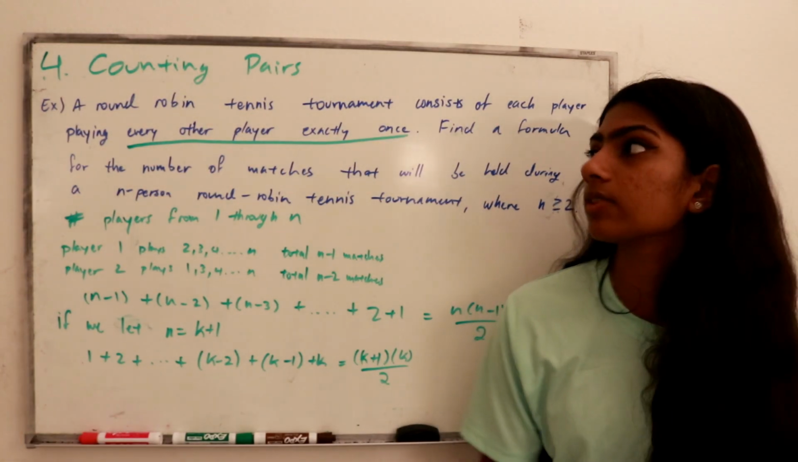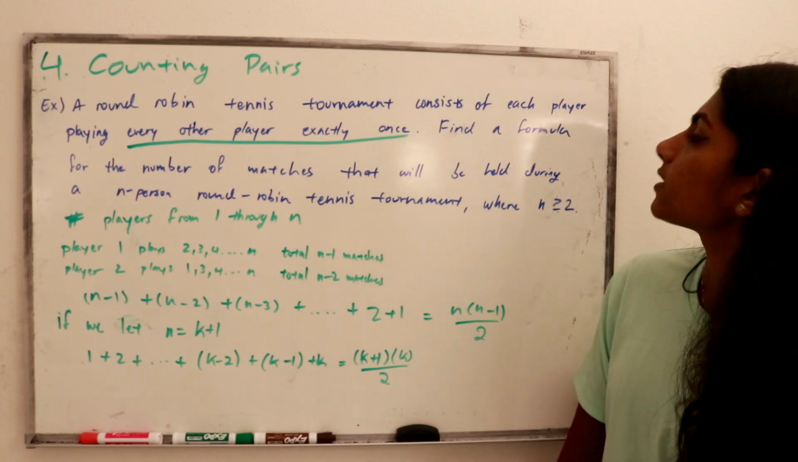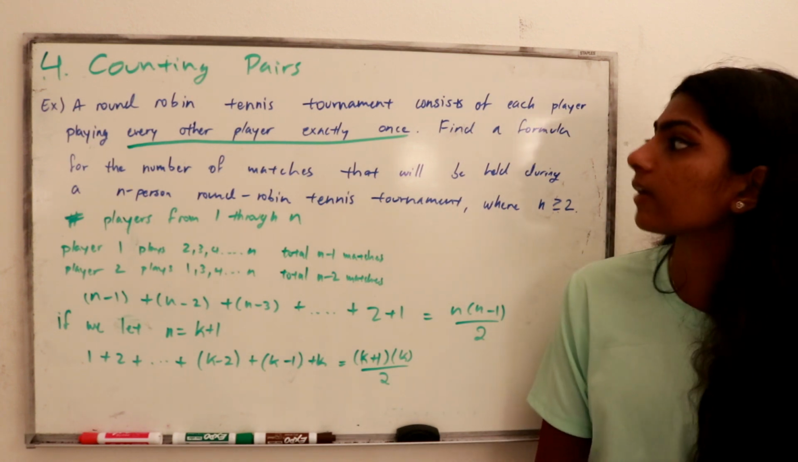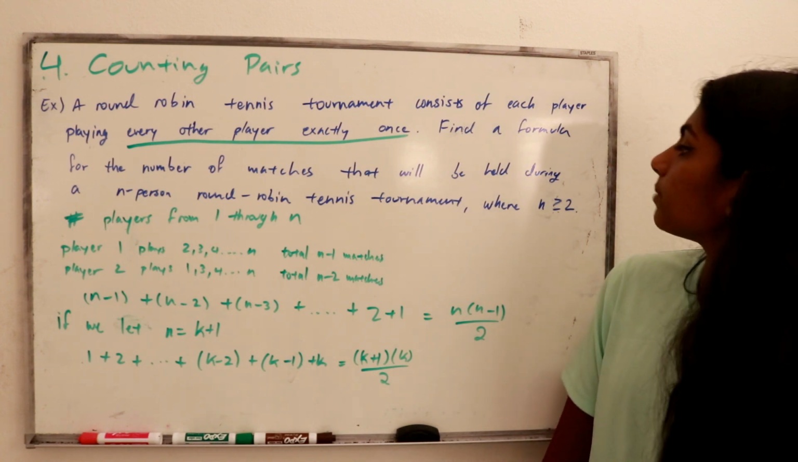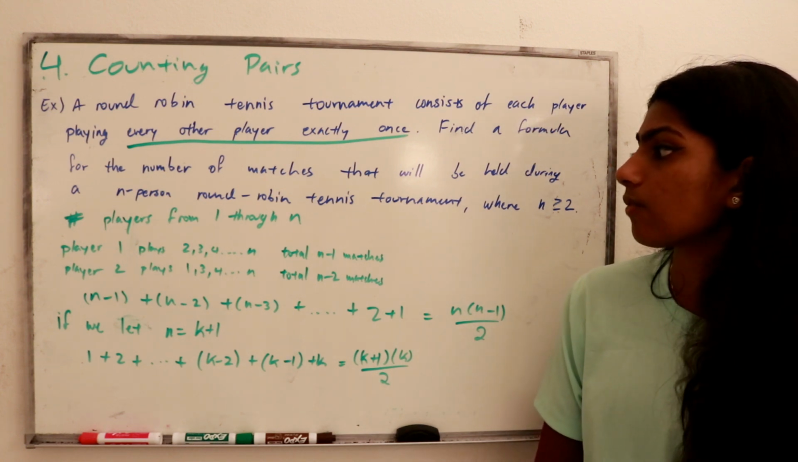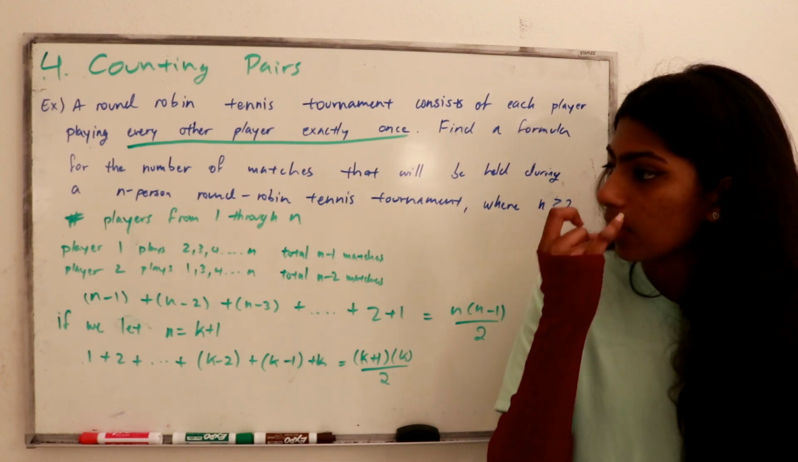So now let's move on to counting pairs. So let's look at an example. A round-robin tennis tournament consists of each player playing every other player exactly once. Find a formula for the number of matches that will be held during an n-person round-robin tennis tournament where n is greater than or equal to 2.